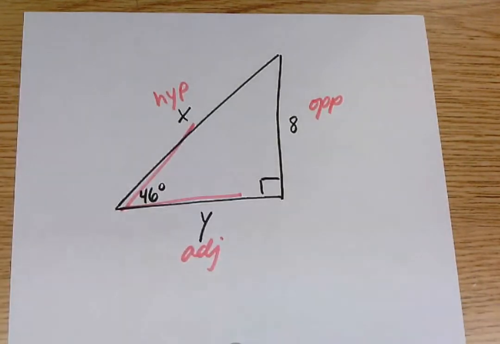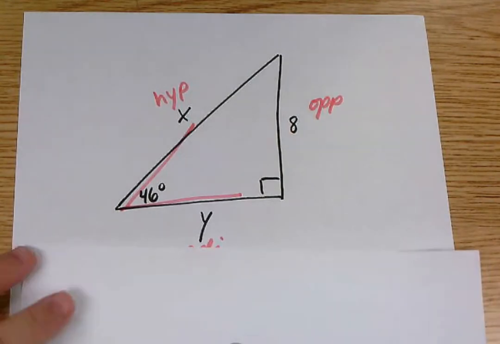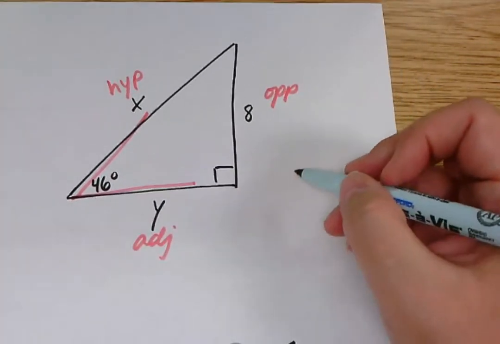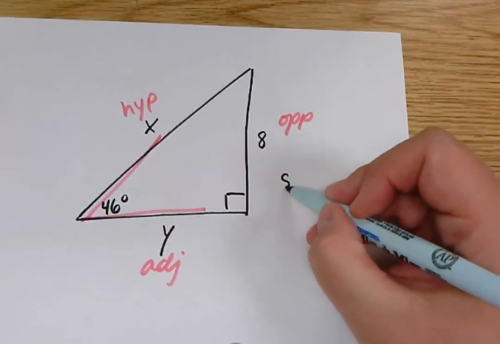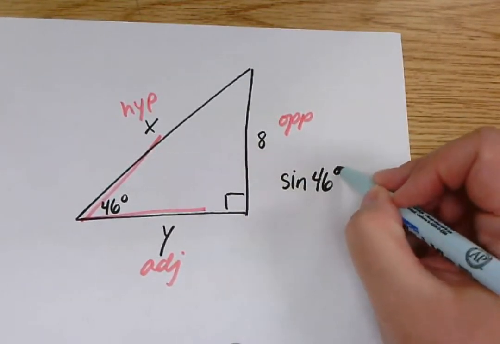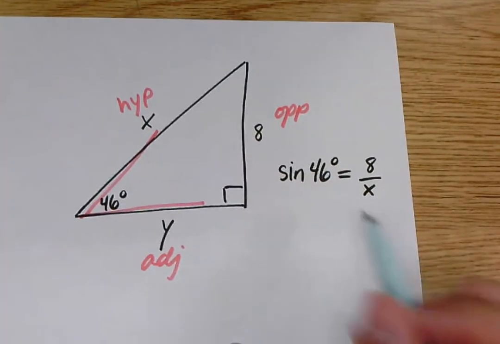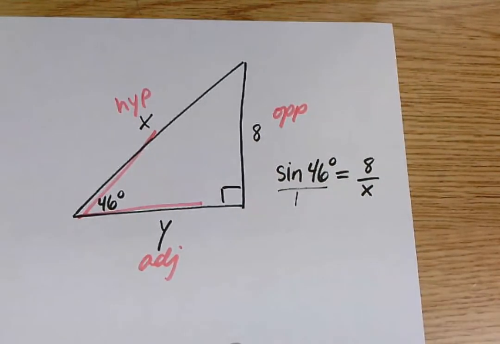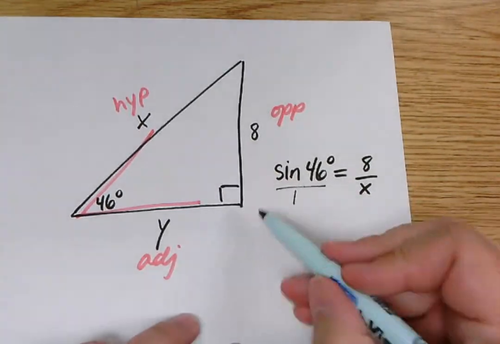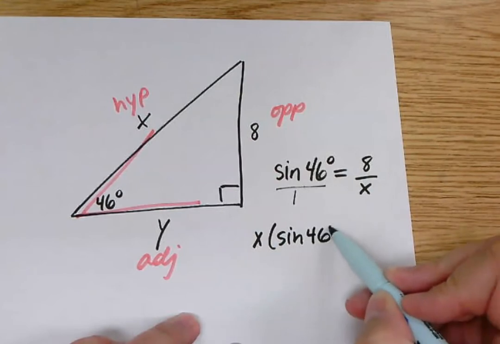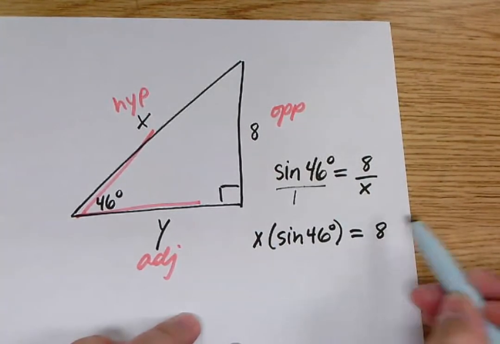So I'm going to do a fresh piece of paper. Sine of 46, let's do it over here. Sine of 46 degrees equals the opposite over the hypotenuse. Put that over 1, and now I'm going to cross multiply. Now when I cross multiply here, I get x times sine of 46. And on the other side, I get 8 times 1.